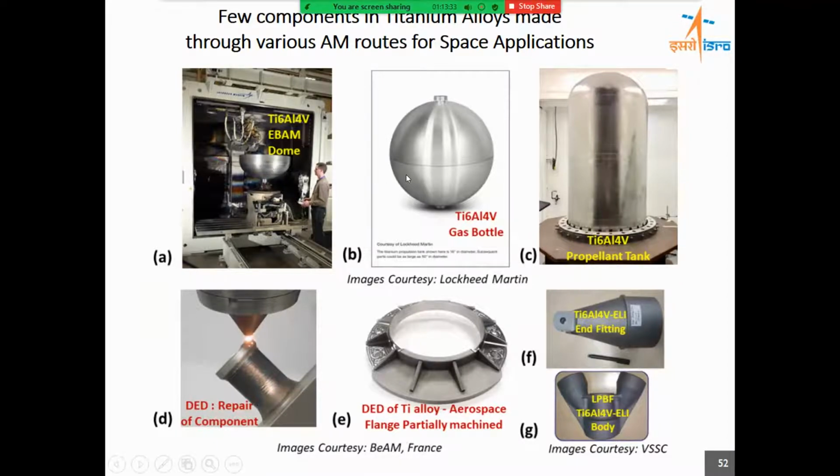Because normally, whatever dome is shown here, if you have to make this through a conventional route, you need to carry out melting, forging, closed die forging, machining, EB welding. In this particular route, you can directly print the dome and print the other dome and then do EB welding and use it as such. So it saves a lot of cycle time. And these are a few of our parts which we have made through the laser powder bed fusion technique for different launch vehicle applications.